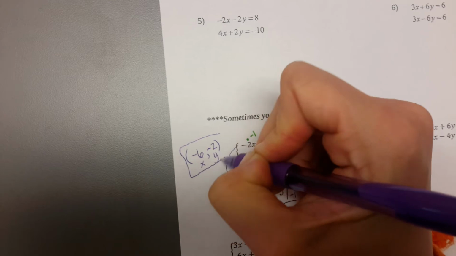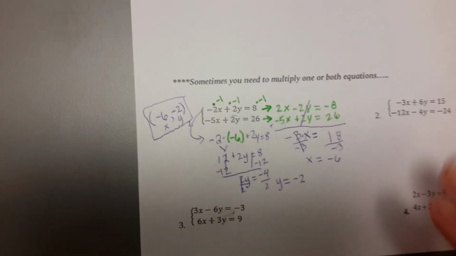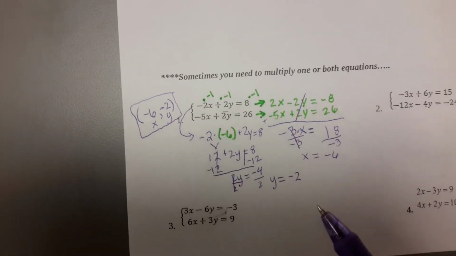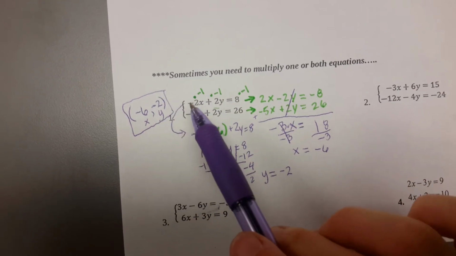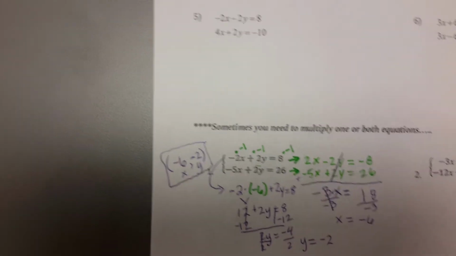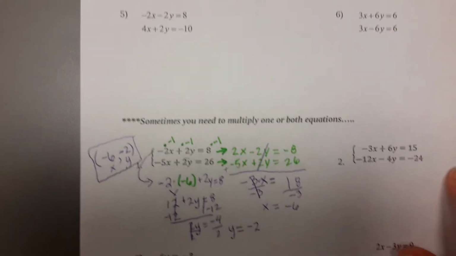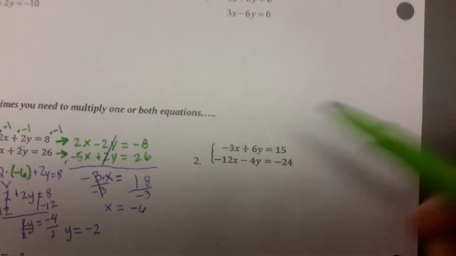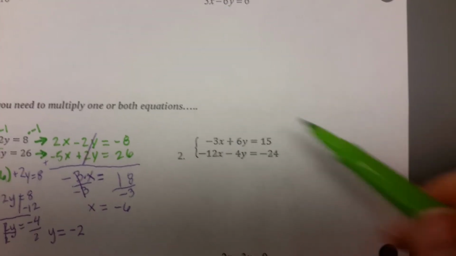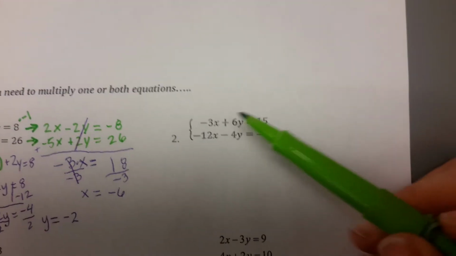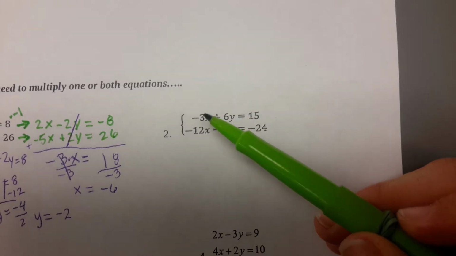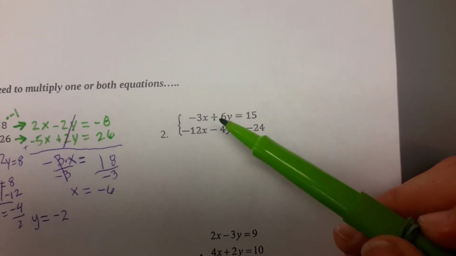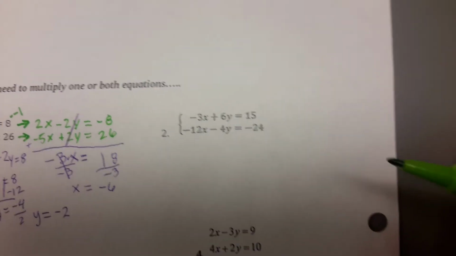So here is my solution point. So I pretty much did regular elimination. I just had to multiply through by a negative 1 first so that something would eliminate. Let's look at this second problem. So I always look, yes, they're in standard form, yay. Now I look to see if anything can eliminate. -3 and -12, nope. +6 and -4, nope.